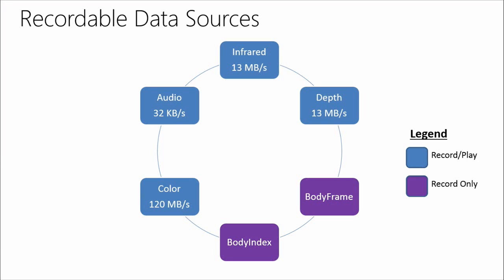And we've got these purple data sources, body index, body frame. Right. They're record only. Why do we have some record only? So in many cases, you have data that you say, I'm interested in seeing the data from a diagnostic perspective. So I can say, I take the body index data, or I take the body skeletal data, and I want to see that in my debugger. But we don't really play those data streams back.